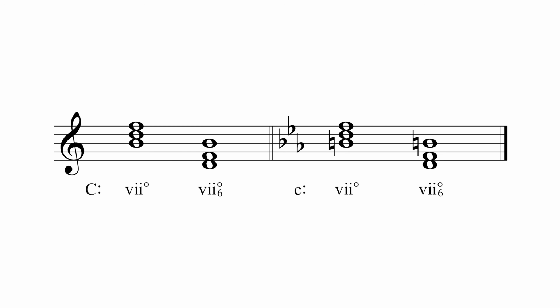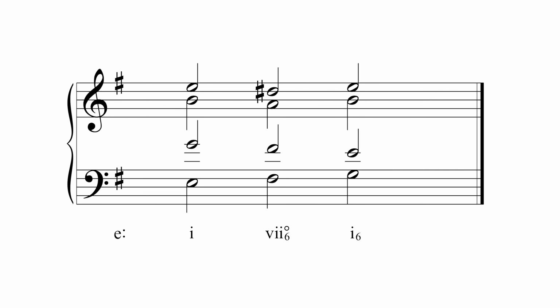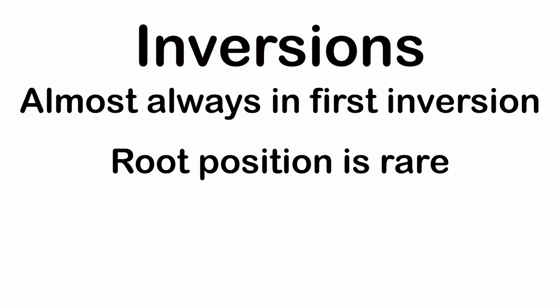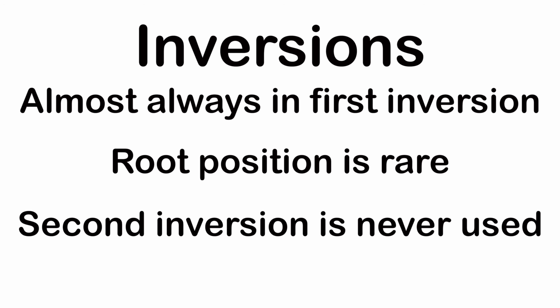The leading tone triad is a diminished triad which occurs in both major and minor scales. The chord is used with a dominant function. It may also be used as a linear embellishing chord. The triad is almost always in first inversion. The root position is rare, and the second inversion is virtually never used.